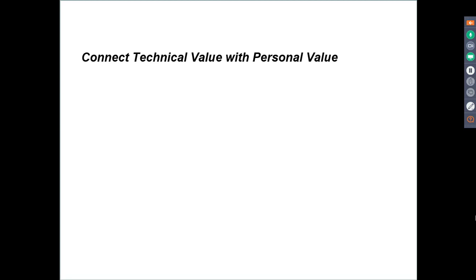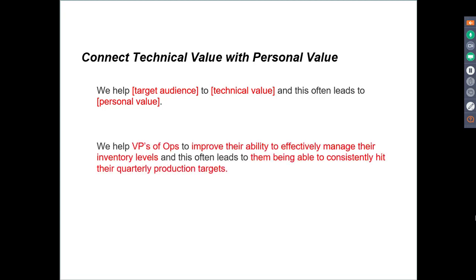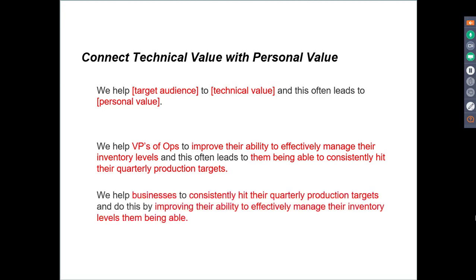Connecting technical value with personal value. So now we're bringing in that personal aspect. We help target audience to technical improvement, and this often leads to personal improvement. We help VPs of ops to improve their ability to effectively manage their inventory levels, and this often leads to them being able to consistently hit their quarterly production targets. We help businesses to consistently hit their quarterly production targets, and do this by improving their ability to effectively manage their inventory levels.